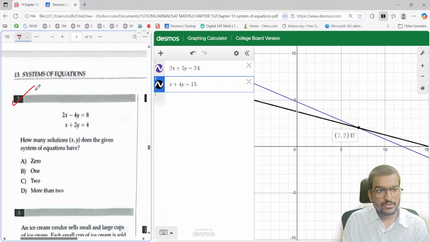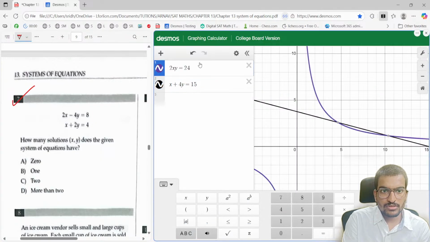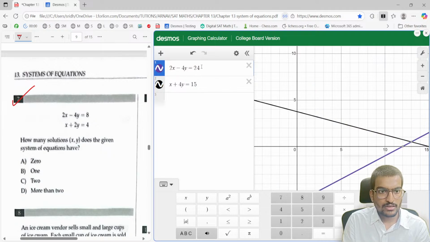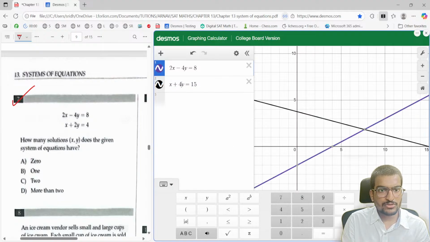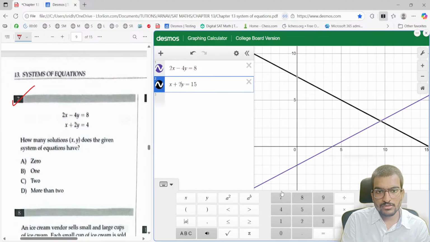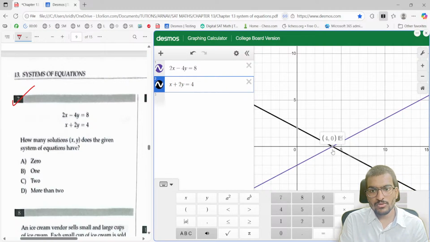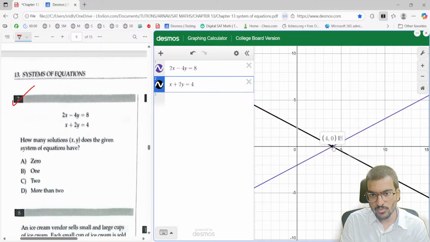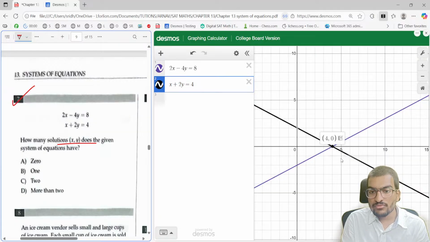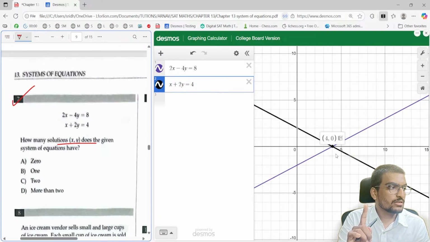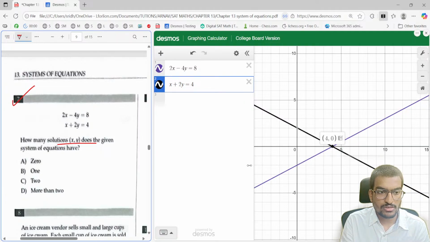So question number 7. 2x minus 4y. So I'll just remove this and enter minus 4y, that equals 8. And the second equation, x plus 2y equals 4. So I got a point where they are meeting at 1.4, 0, and they asked how many solutions does the equation have? It is meeting at only one point. So it has only one solution. So option B.